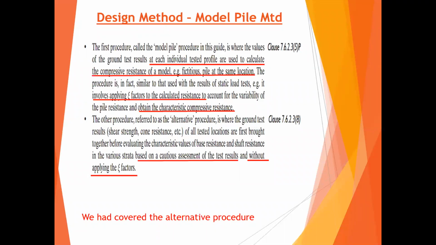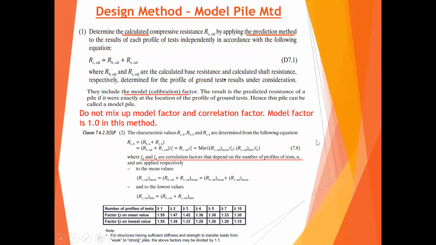So if you don't understand what this clause is talking about in the code, we will go through the example. It will be easier for you to understand. Now, the first step is we need to calculate the resistance. Okay, this is the calculated resistance, by using whatever prediction method, the alpha CU, beta sigma prime, whichever method depending on the soil condition.